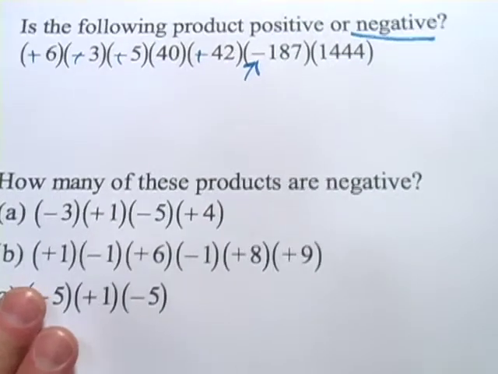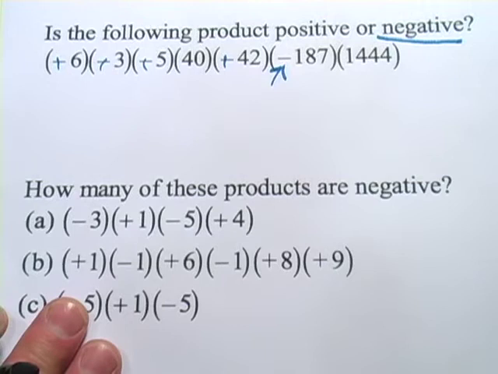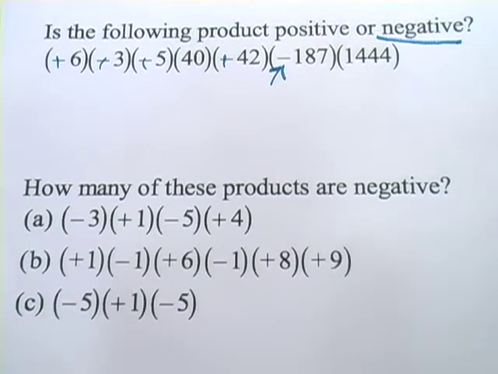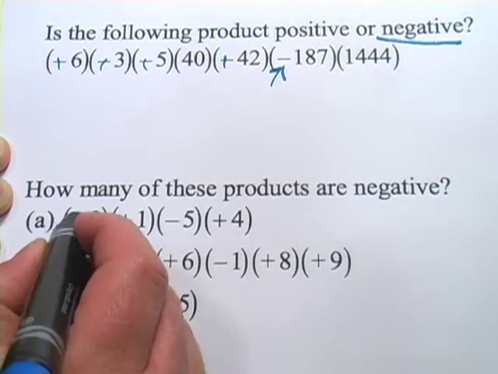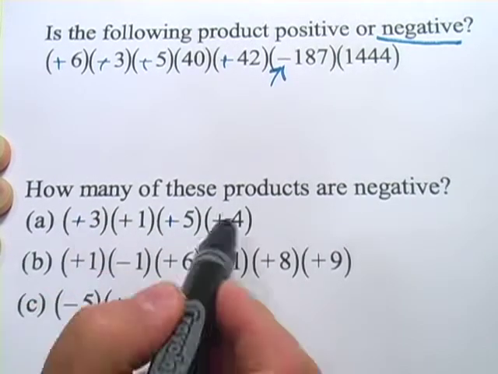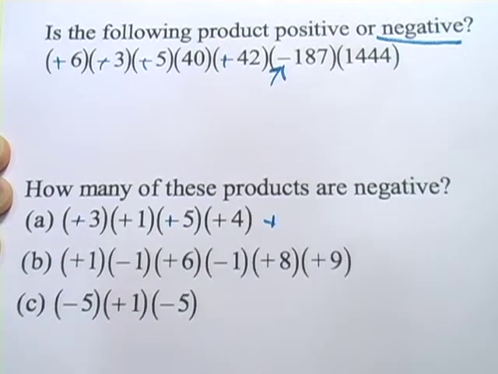All right, next one's a little bit more work, but we can do it. It says, how many of these products are negative? And you've got 3 different ones. Well, let's take a look at the first one. There's 1, 2 negative signs. Each 2 turns positive. There's nothing but positives left, so that one's positive.